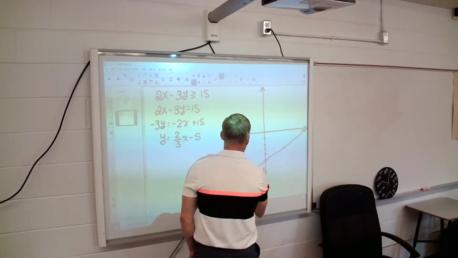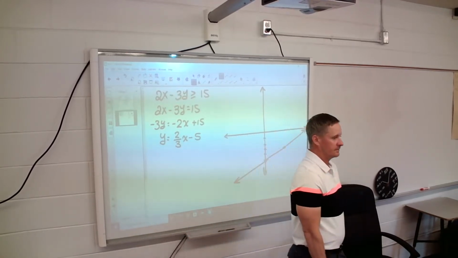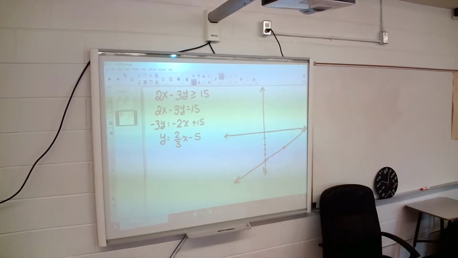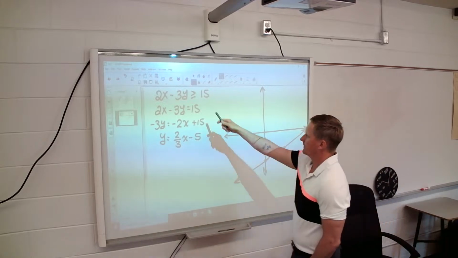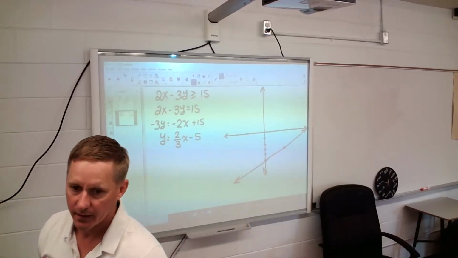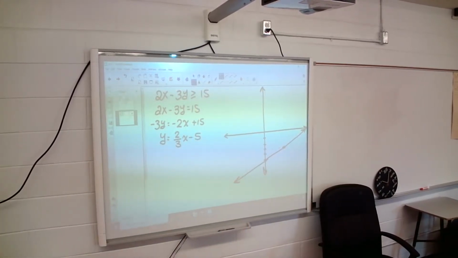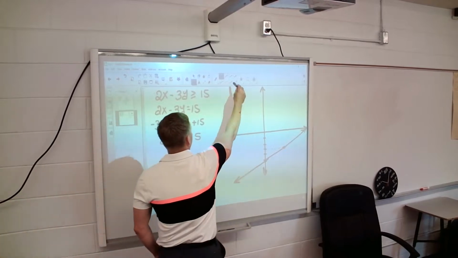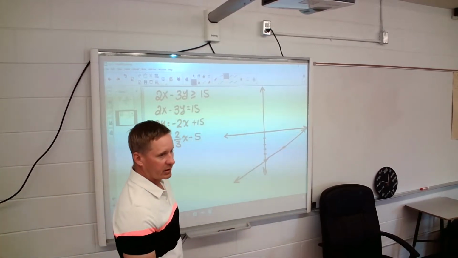Solid or dash? Solid. How come? It's an equals to, right? Greater than or equal to. Now what do I do? Shade. Plug in a coordinate.